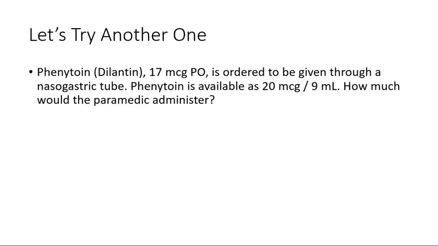Dilantin. Okay, Dilantin is a seizure drug. The dose is 17 micrograms PO. PO is the abbreviation for to be given orally. With this patient, it's going to be going through an NG tube. Dilantin's available as 20 micrograms for every 9 milliliters. How much would you administer?